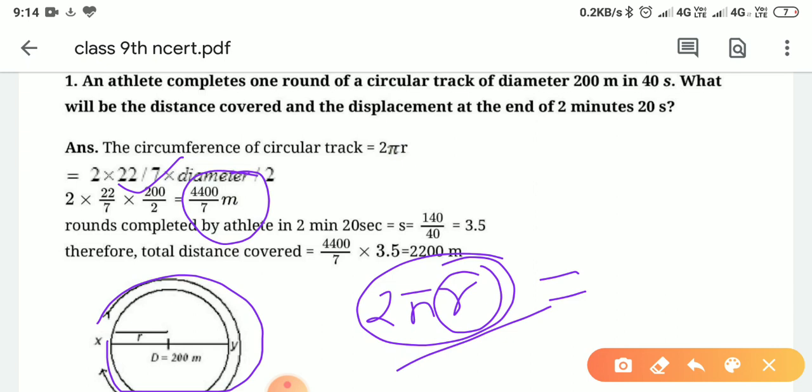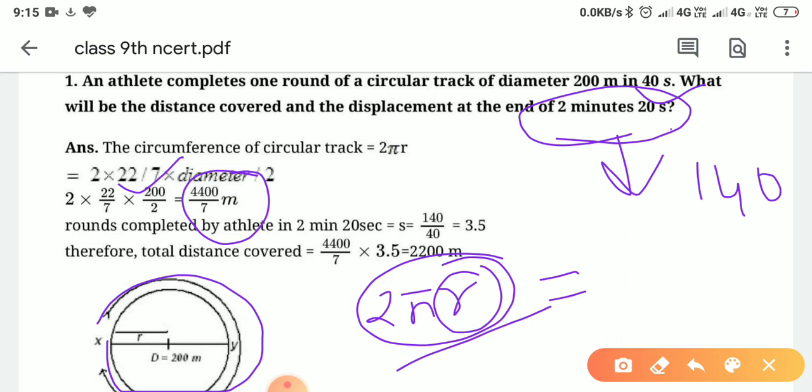Okay, now it is asking about 2 minutes 20 seconds. At first we will convert this time into seconds, because we know that one round is completed in 40 seconds. So we convert 2 minutes 20 seconds into seconds. 2 minutes means 120 seconds, 120 plus 20, that is 140 seconds. So total time is 140 seconds.